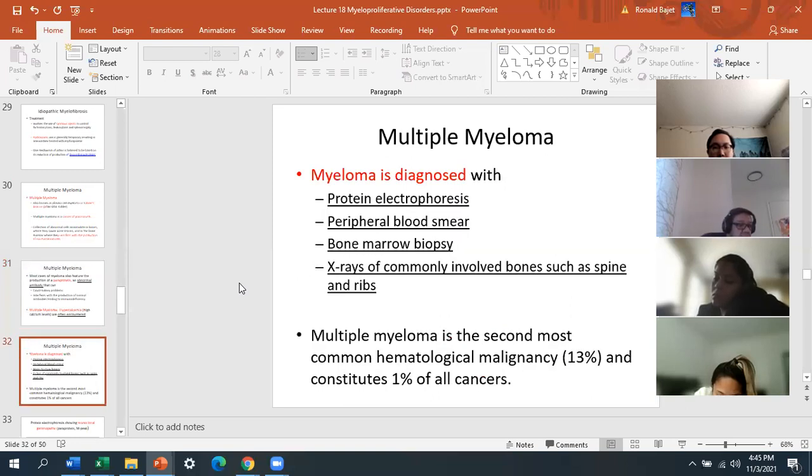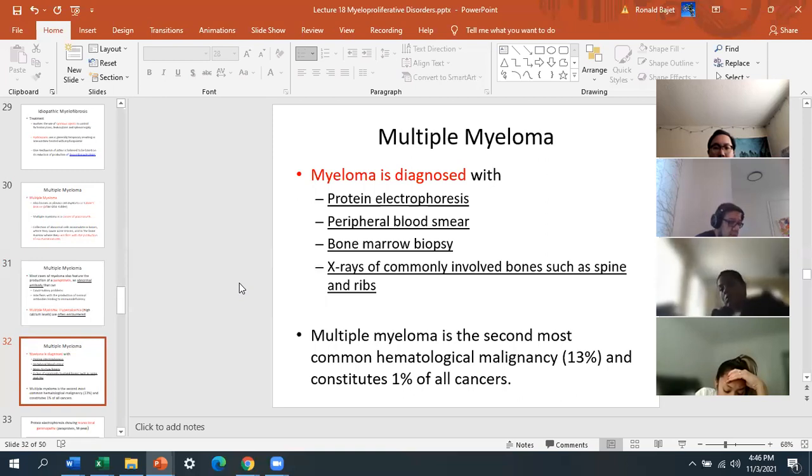Multiple myeloma is diagnosed with protein electrophoresis. When I was a CLS on the bench, I was fortunate enough to do a lot of protein electrophoresis. That's where you take a serum protein, you inoculate a plate. And I talked about electrophoresis early on in hemoglobinopathies. You do electrophoresis, and you fractionate the protein into its 5 fractions. For protein, it's albumin, alpha 1, alpha 2, beta, and then gamma. I'll show that to you later.